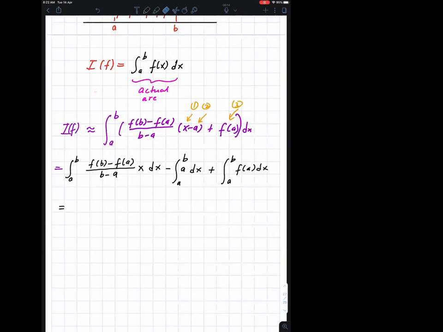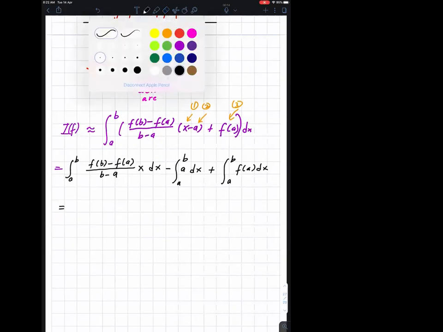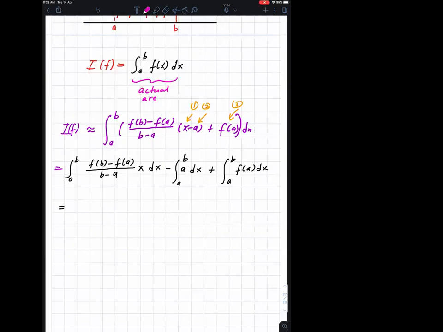Sir, for the middle part, should be a multiplied by (f(b) minus f(a)) divided by (b minus a). Am I right? Like the first term. Yes. Sorry about that.